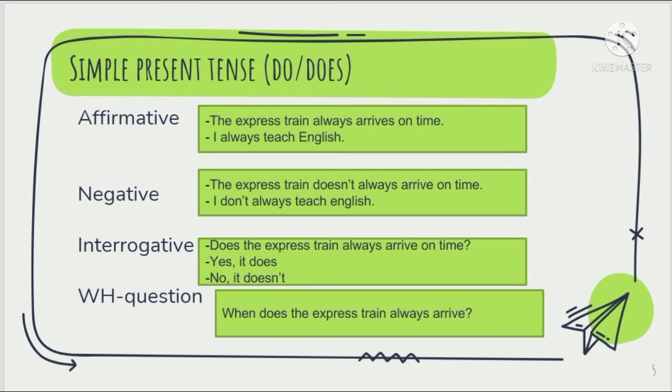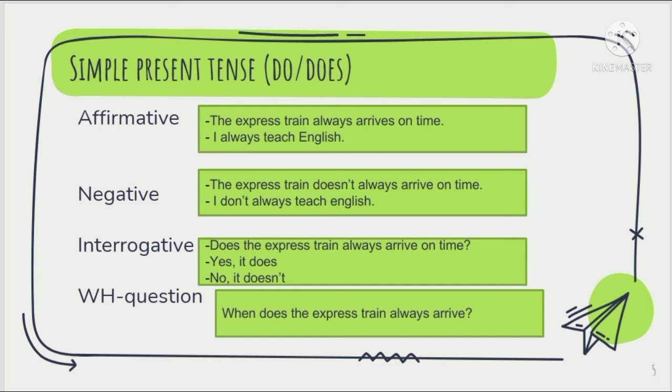Okay, so as you can see here in the example, kita masih tetap menggunakan kalimat sebelumnya ya. Does the express train always arrive on time? Nah, di sini Miss mau tanya menggunakan when. When does the express train always arrive? That's using WH question. Di sini Miss mau menanyakan waktu.